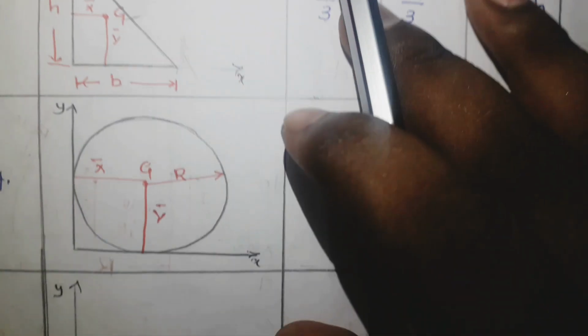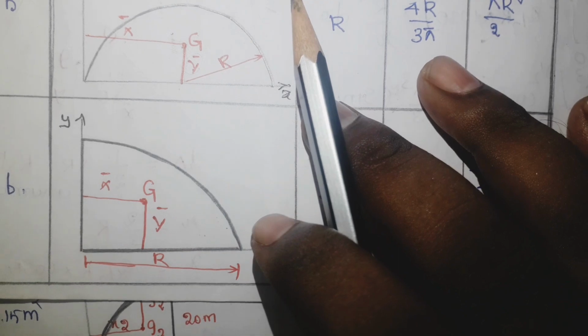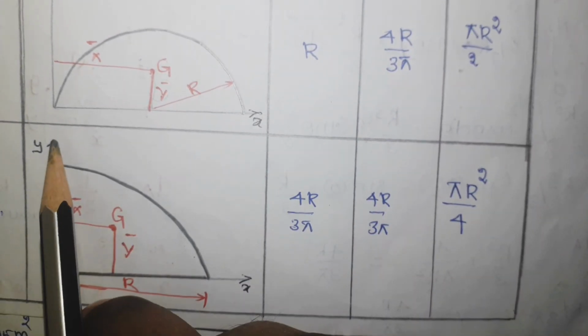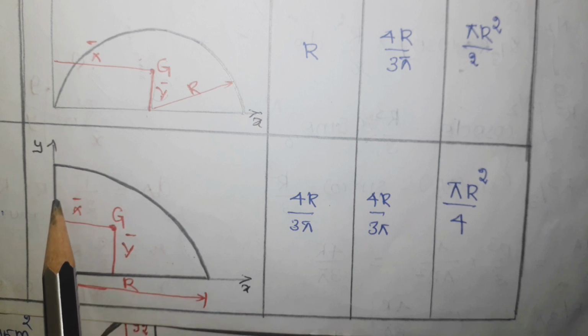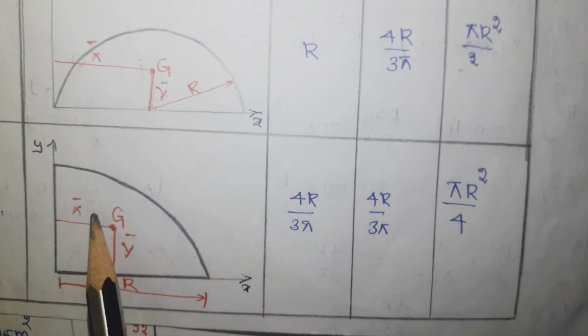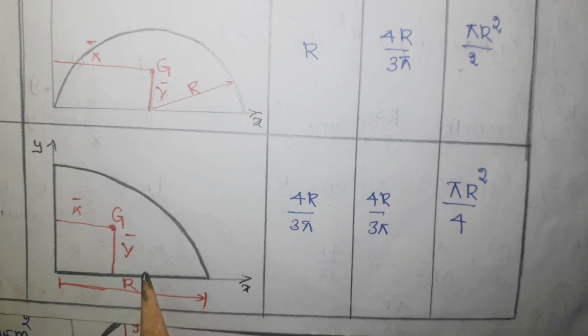Then the second one is a quarter circle. This is the quarter circle, and here this is the diameter and the y axis is passing through. This is another diameter where the x axis is passing through. Now x bar equals 4r by 3 pi, where r equals the radius of this quarter circle.